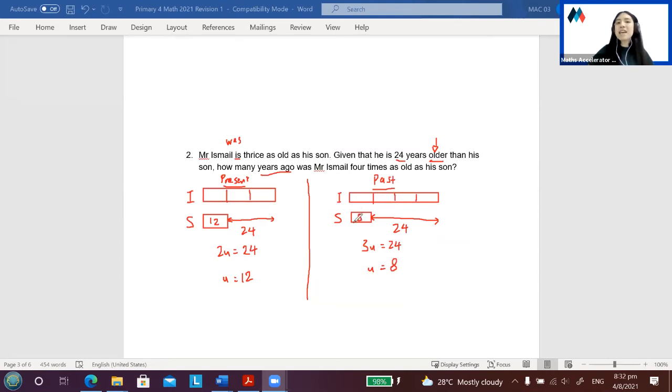That means the son was 8 years old back in the day. If the son is 12 years old now and was 8 years old previously, how much time has passed? 12 minus 8, right? And that should equal to? Very good. 4 years ago.